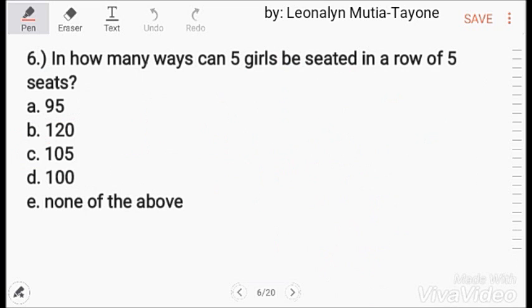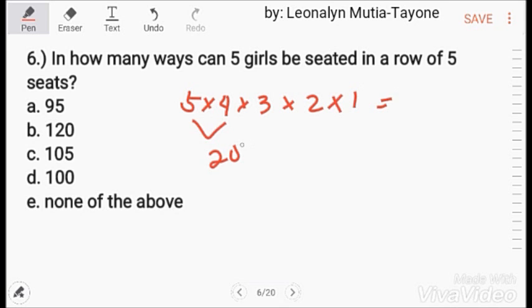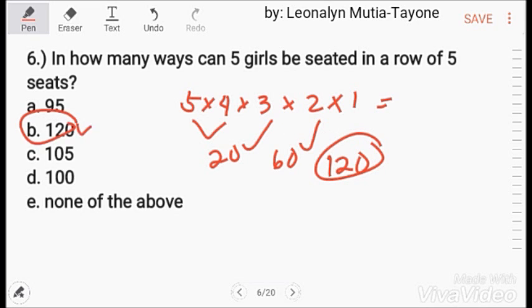Number 6. In how many ways can 5 girls be seated in a row of 5 seats? Ganun lang yan. 5 times 4 times 3 times 2 times 1. This is 20 times 3, that is 60, times 2 is 120. So the answer is 120.